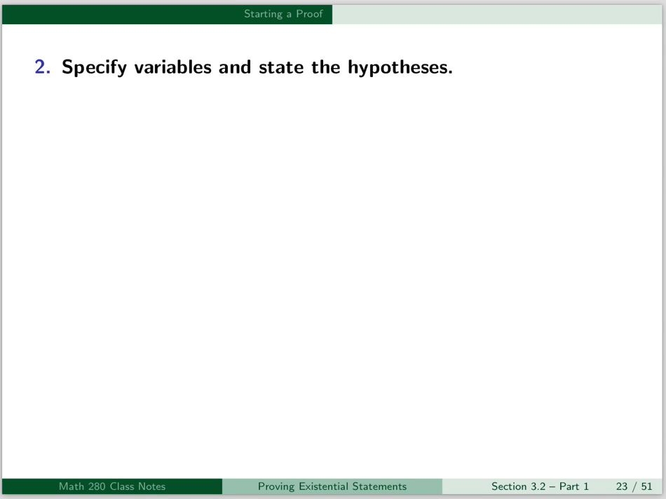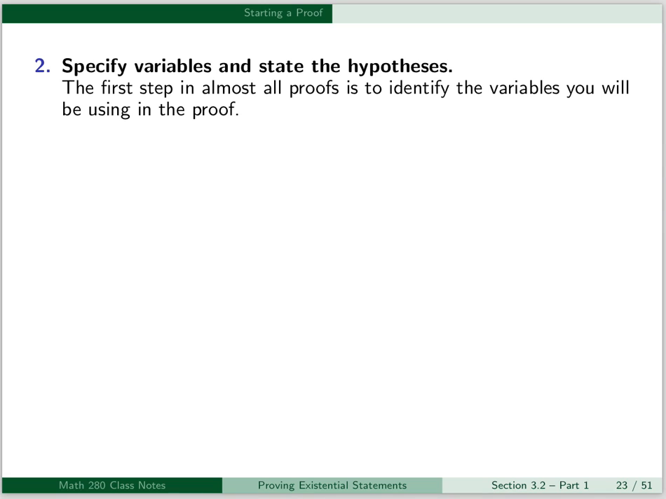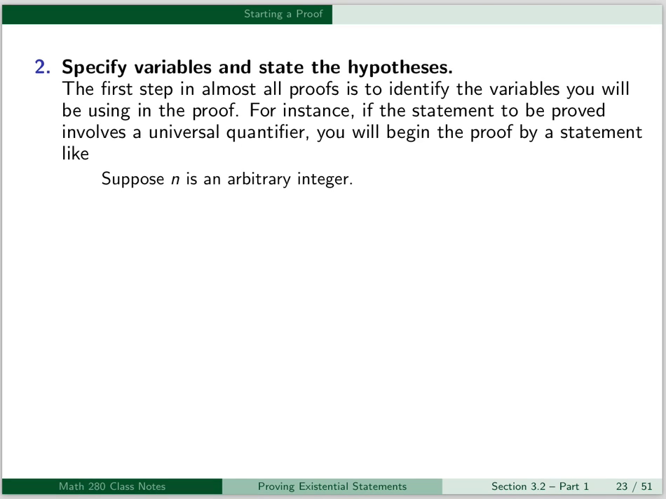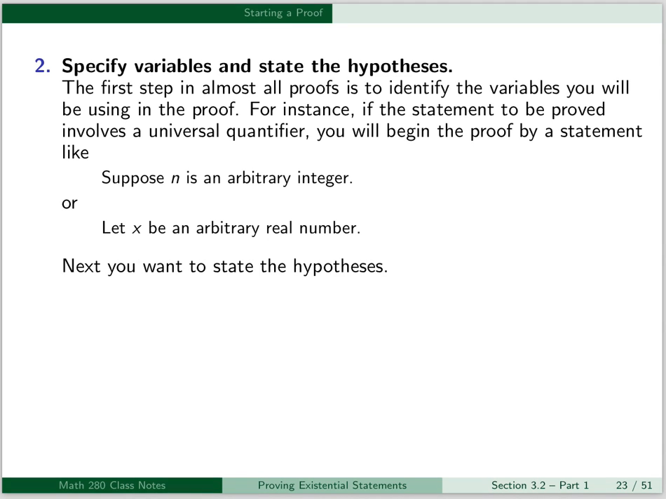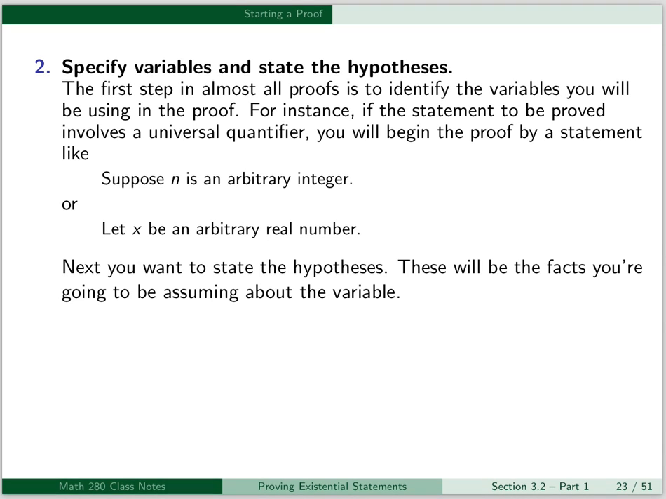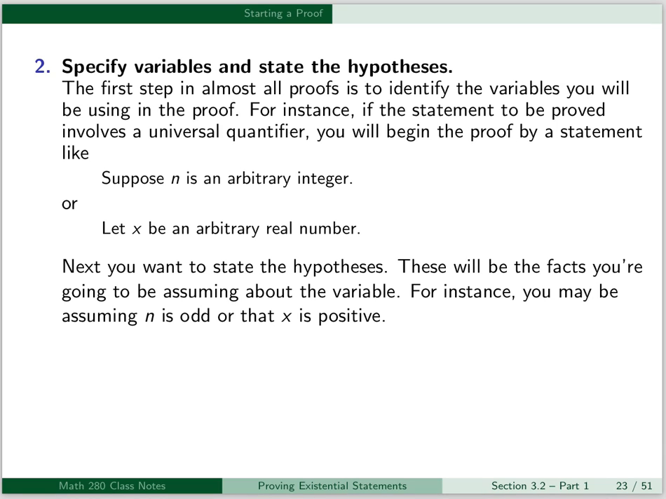Our second step is to specify the variables and state the hypotheses. You want to identify the variables you will be using in the proof. For instance, if the statement to be proved involves a universal quantifier, you will typically begin the proof with a statement like, suppose n is an arbitrary integer, or let x be an arbitrary real number. Next, you want to state the hypotheses. These will be the facts you're going to be assuming about the variable. For instance, you may be assuming that n is odd or that x is positive.